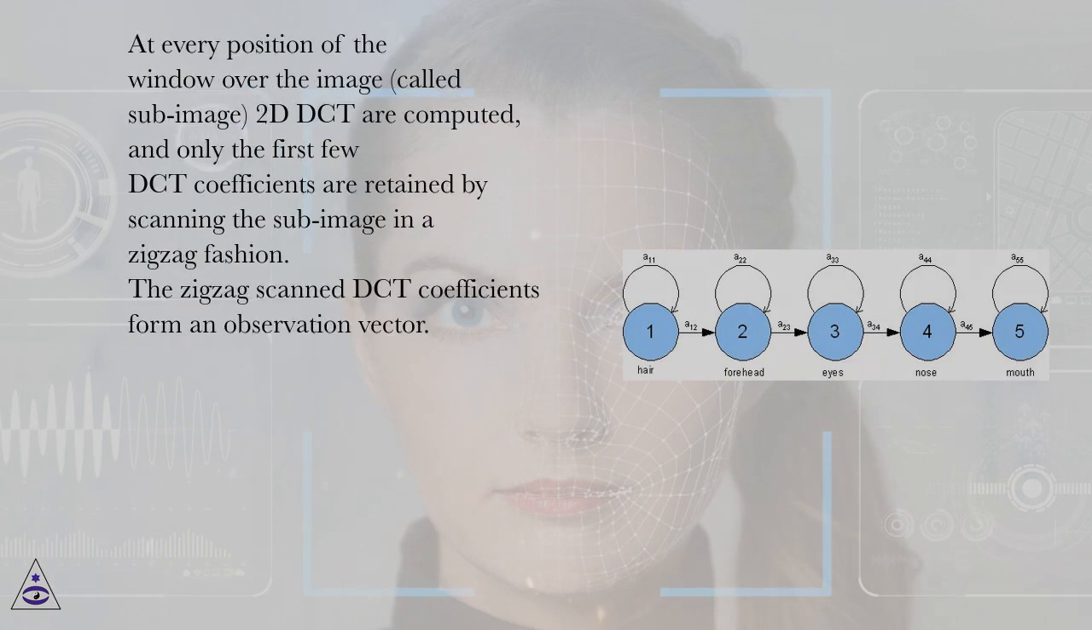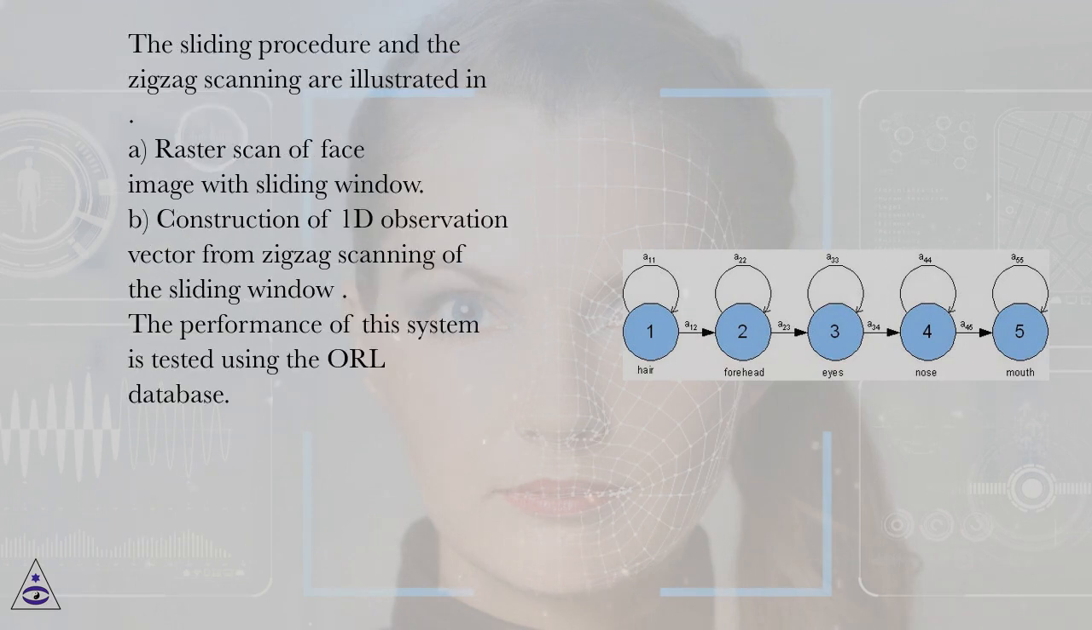At every position of the window over the image, called subimage, 2D DCT are computed, and only the first few DCT coefficients are retained by scanning the subimage in a zigzag fashion. The zigzag scan DCT coefficients form an observation vector. The sliding procedure and the zigzag scanning are illustrated in A. Raster scan of face image with sliding window. B. Construction of 1D observation vector from zigzag scanning of the sliding window.